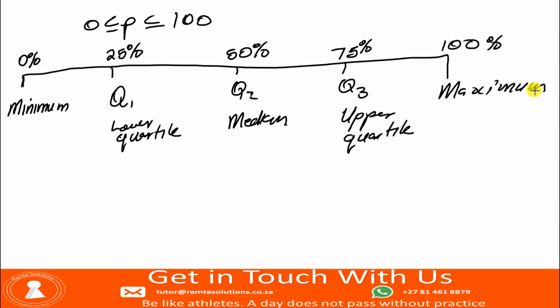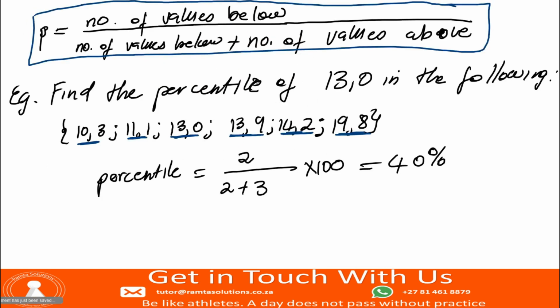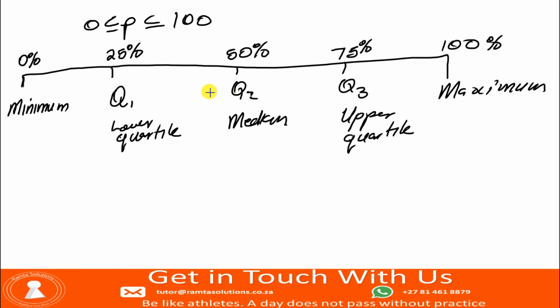So you can also use that formula that I gave you, R equals P over 100 multiplied by n minus 1, plus 1. You can also use it to find the location of these values that I just mentioned. So let's try an example where we find these things using that formula. Example: using the percentile formula.